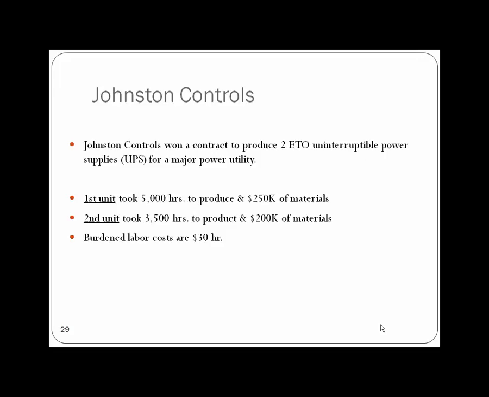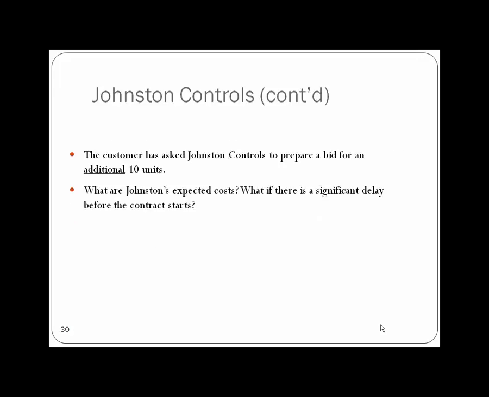We have 2 pools of resources we've got to worry about: the labor hours and the material. And it seems that there's different learning going on for the labor hours and the material cost. So in figuring out what the costs are going to be for an additional 10 units, we've got to look at 2 different resources here, and we've got to consider the fact we're talking about additional 10 units, so units numbers 3 through 12. So with that background, let's solve this problem.